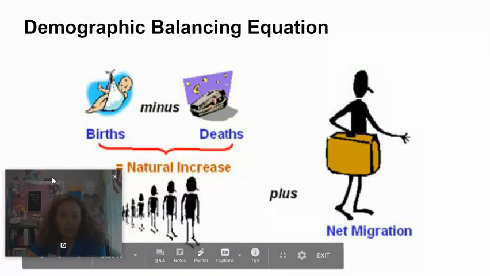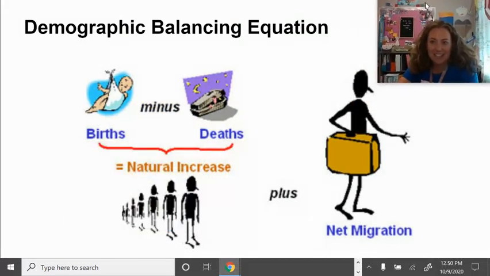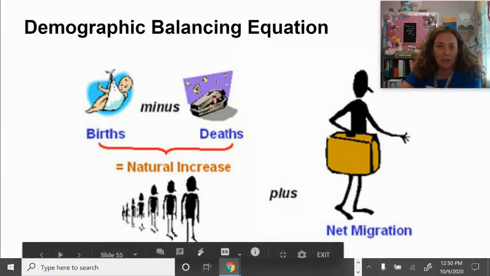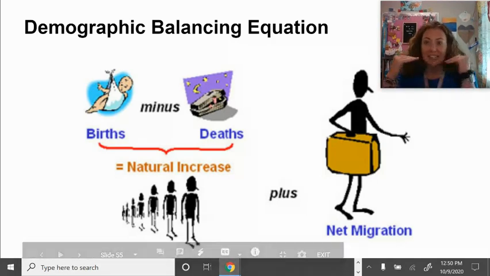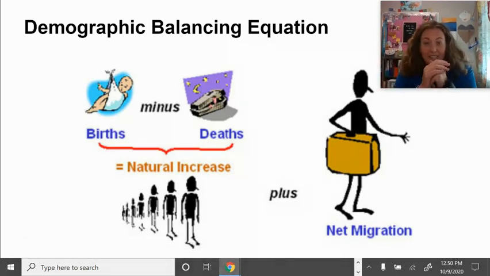All right, so then another thing we talk about is the demographic balancing equation. I'm like literally bouncing all over the place. And this is kind of like, what do you need to have to maintain status quo, right? Like keep things as is.